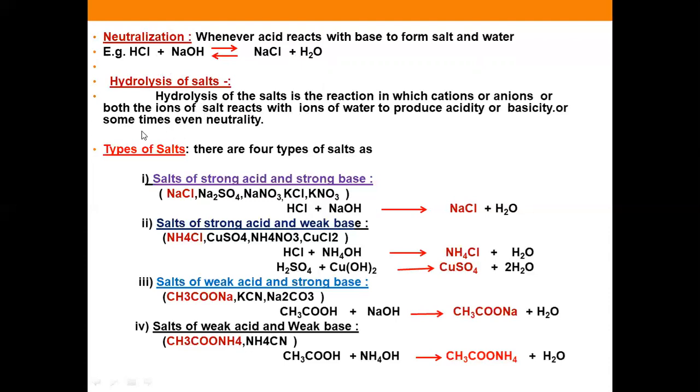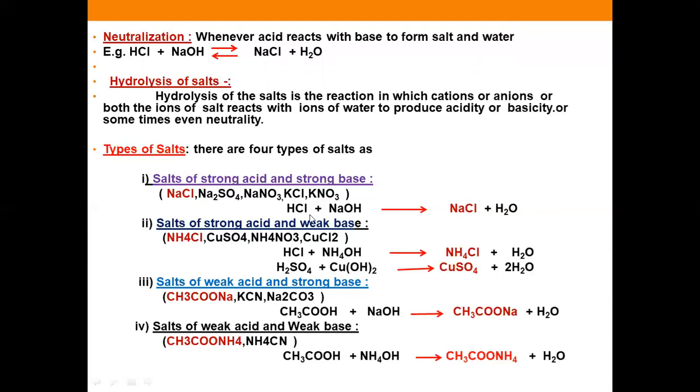Then the types of these salts. What are the types of salts? There are 4 types of salts. Which are those? First is the salt of strong acid and strong base. Second one, salt of strong acid and weak base. Third one, salt of weak acid and strong base. And fourth one is a salt of weak acid and weak base.